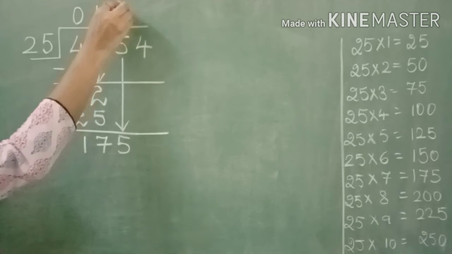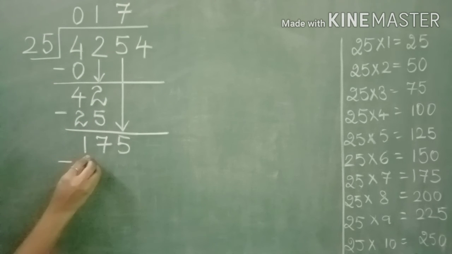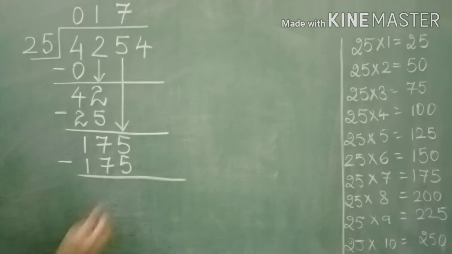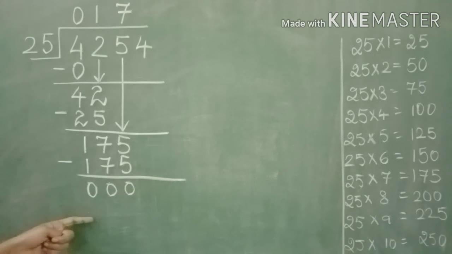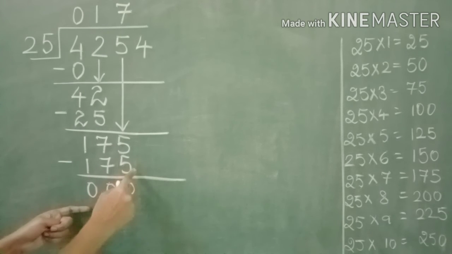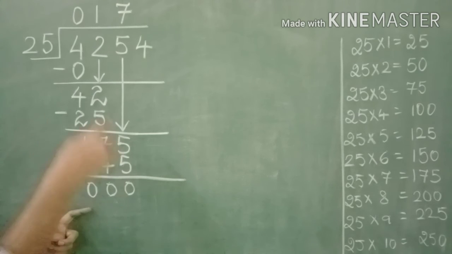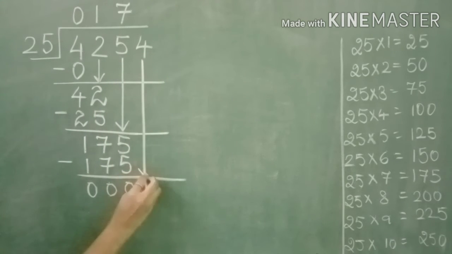So we have to write number 7 here and a minus sign with 175. And then we have to write 0, 0, 0. You know why this 0 is there? Because 5 minus 5, 0, 7 minus 7, 0, 1 minus 1, 0. Now the next number is number 4. Again draw a line, write number 4.